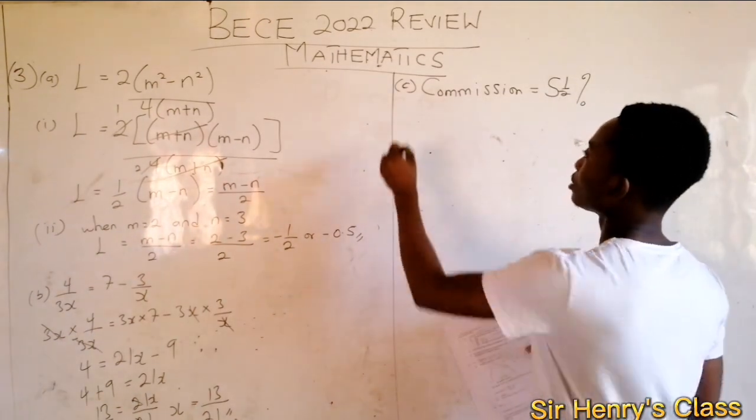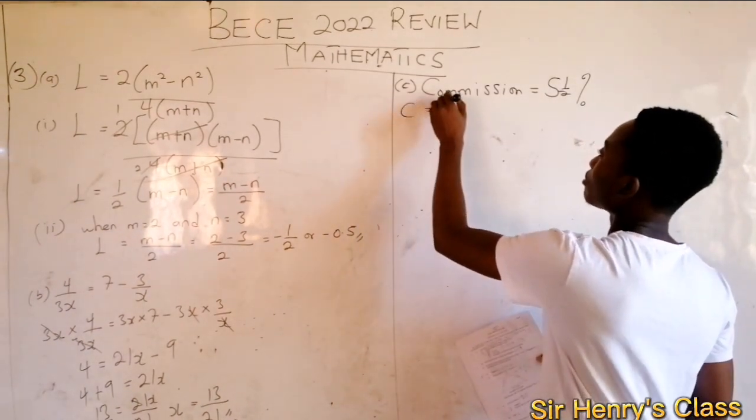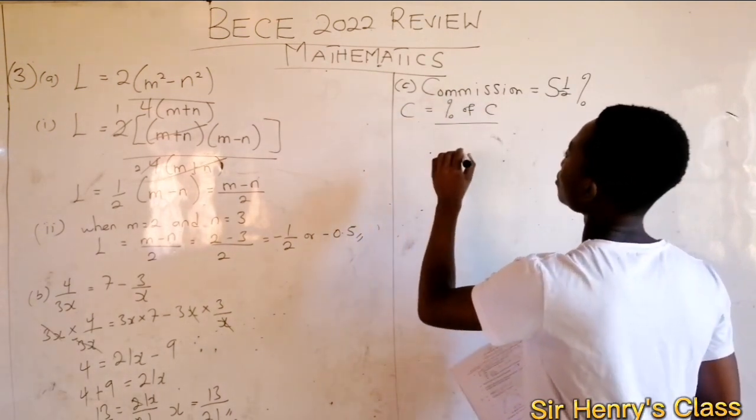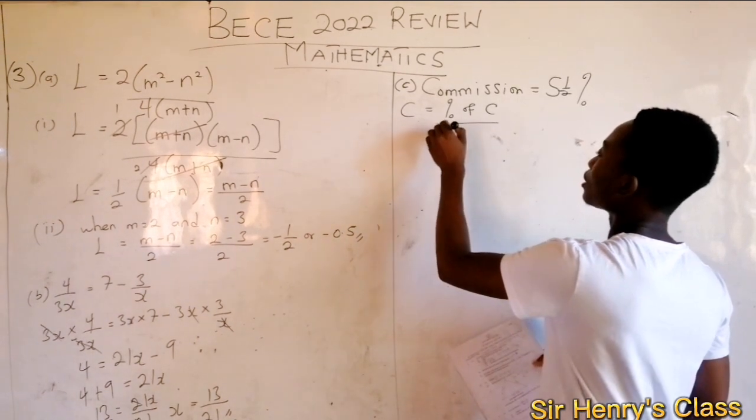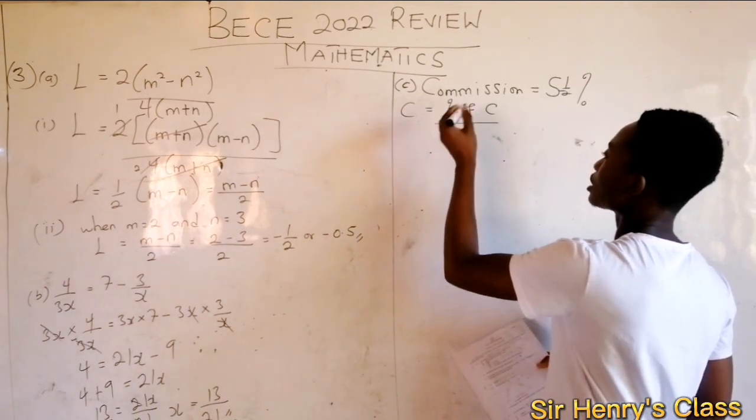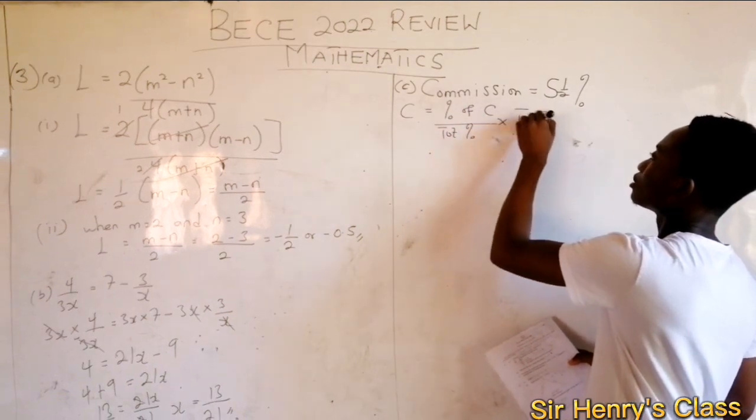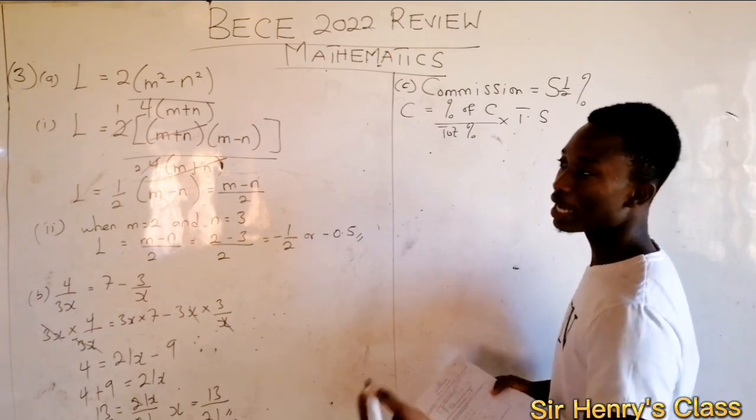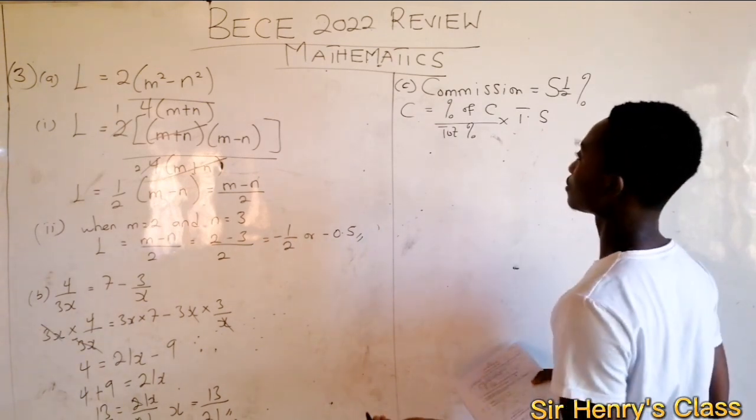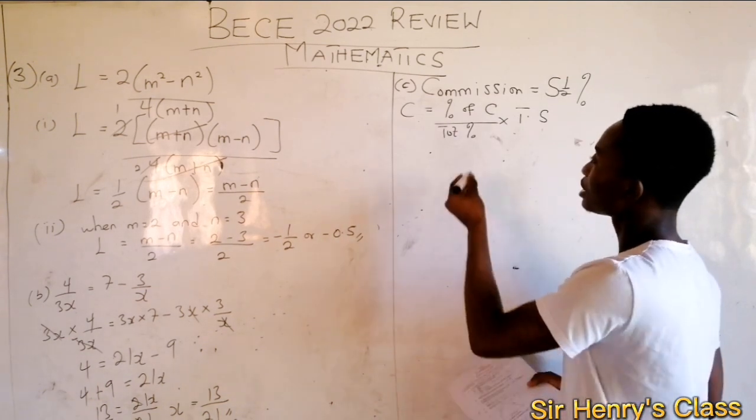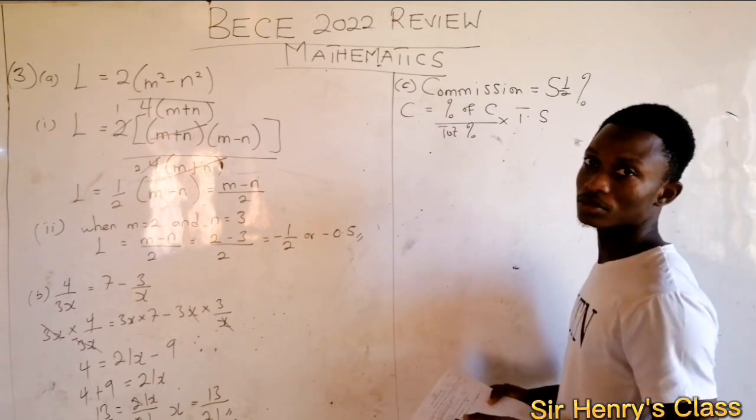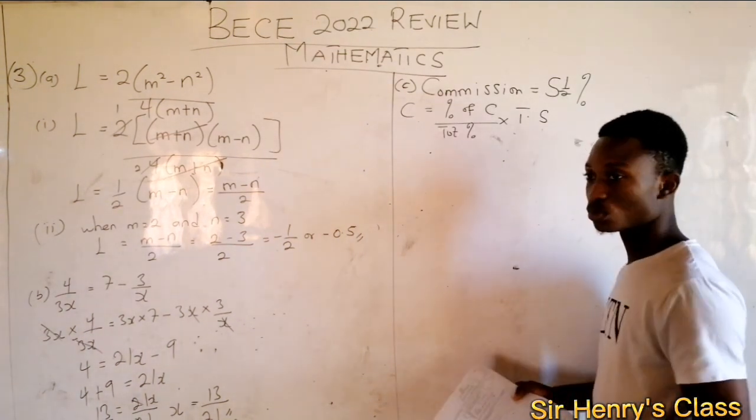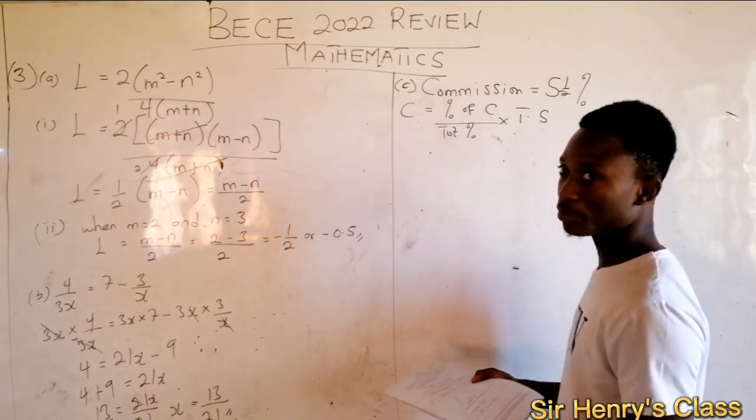Now what does commission say? Commission is given by the percentage of the commission over 100 times the total sales. Commission is the incentive given to a worker, an added value given to a worker. You can get that by finding the percentage of the total sales made by that worker or sales agent. Here the total sales is not known, but we are given a preamble.